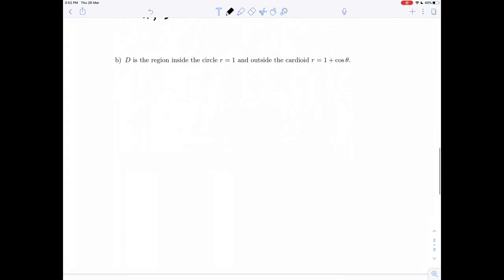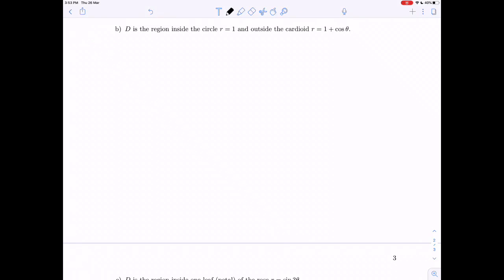Question B. So question B is asking us to find the area of the region inside the circle r equals 1 and outside the cardioid 1 plus cos theta.